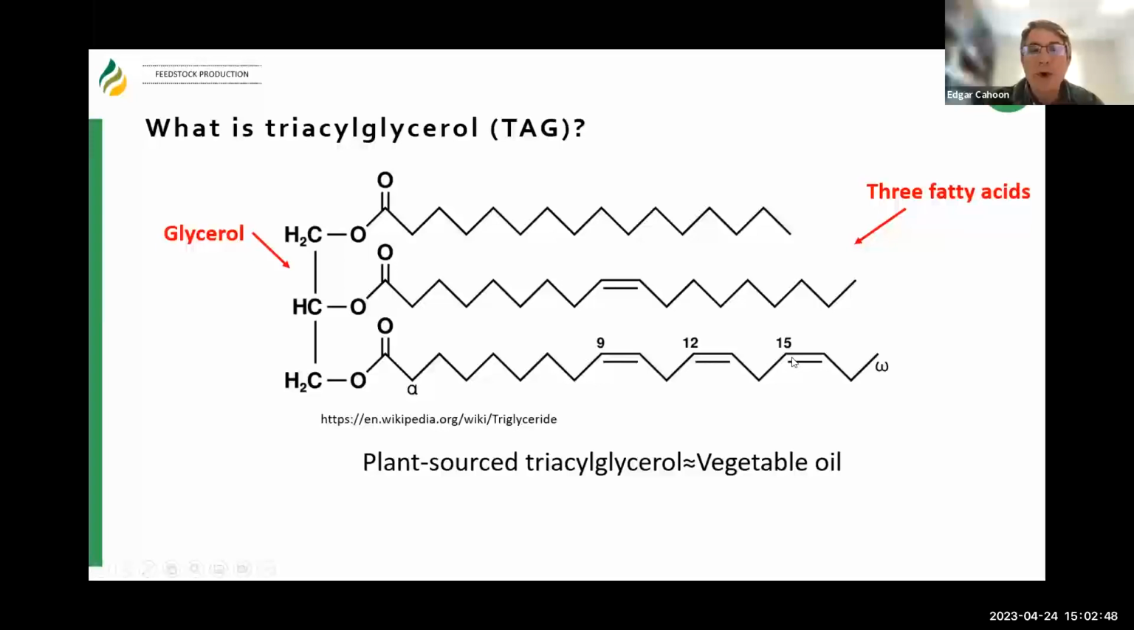When we talk about vegetable oils like soybean oil, they contain about 99% triacylglycerol. So we often use the terms vegetable oil and triacylglycerol, or TAG, interchangeably.